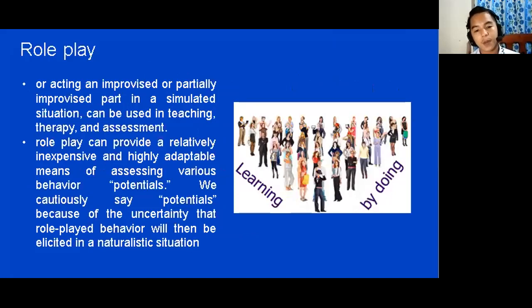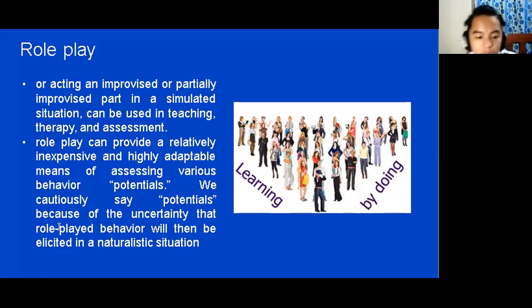Next is the role play. Another example for analog studies is the role play. It is acting an improvised or partially improvised part in a simulated situation and can be used in teaching, therapy, and assessment. So role play can provide a relatively inexpensive and highly adaptable means of assessing various behavior potentials. We cautiously say potentials because of uncertainty that role play behavior will then be elicited in naturalistic situations.